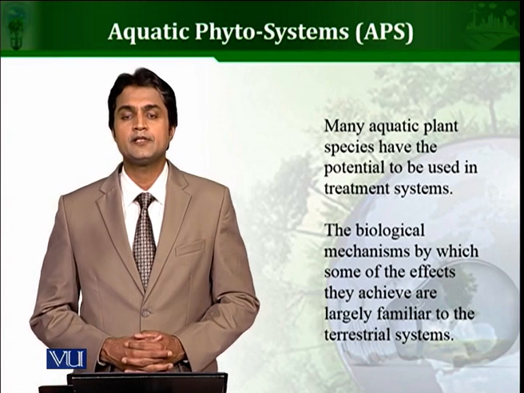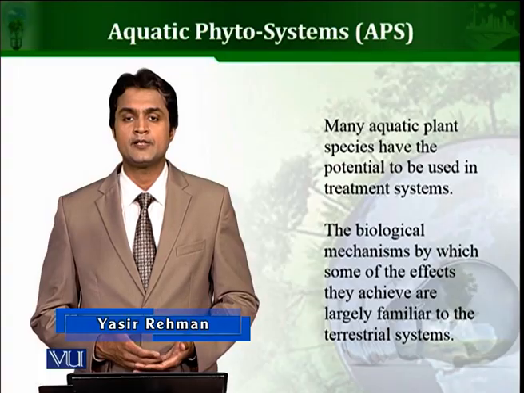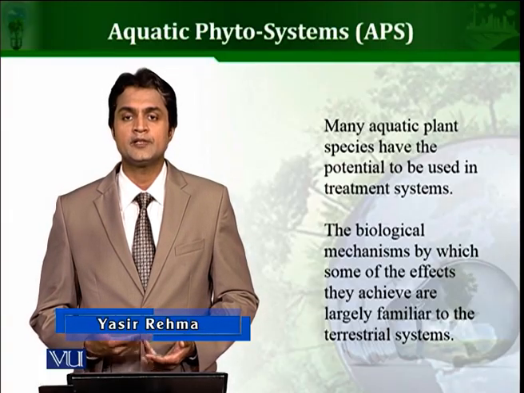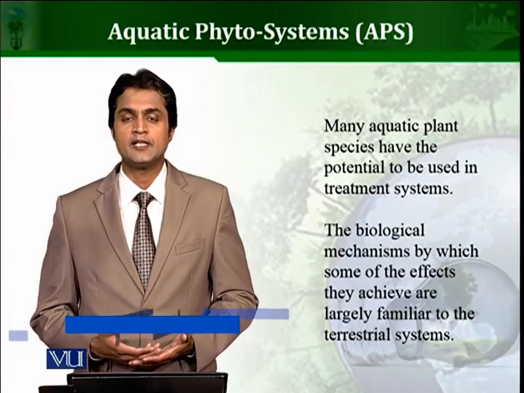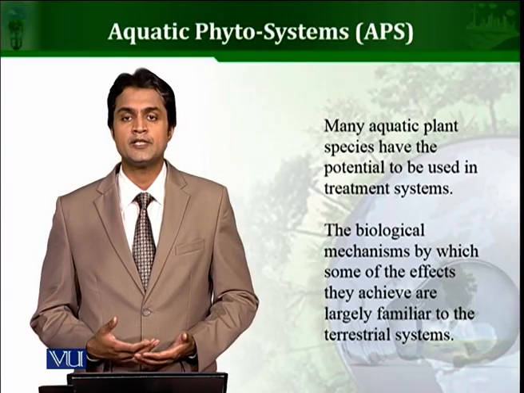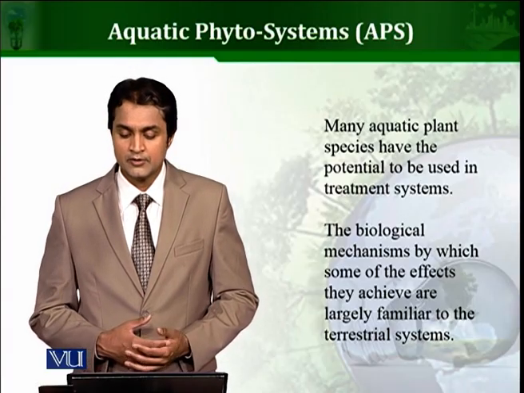So there are so many different types of plant species present on Earth, and many of these plant species are known to accumulate, to transform, to degrade so many different toxic compounds. And the plants can grow on land, but there are certain plants which can grow in marshy areas, in submerged conditions as well. So here we will talk about those plants.